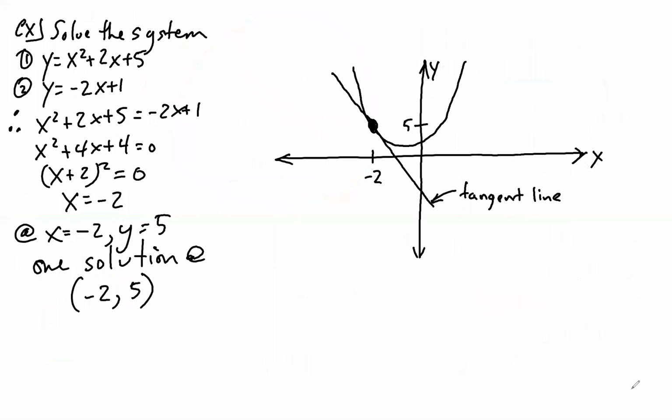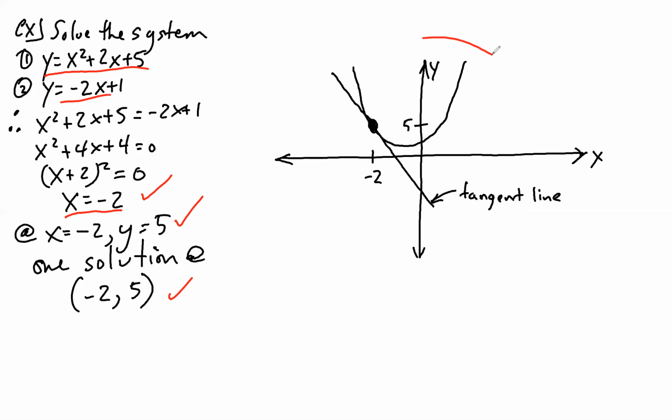Okay. Here's another example. Here's where we have a system where we have x squared plus 2x plus 5, and the other equation is minus 2x plus 1. We set the two of them equal to each other and solve the quadratic. We find out that that quadratic is a perfect square. We only have one solution where x is -2. Well, when x is -2, y is 5. So we have that one solution.